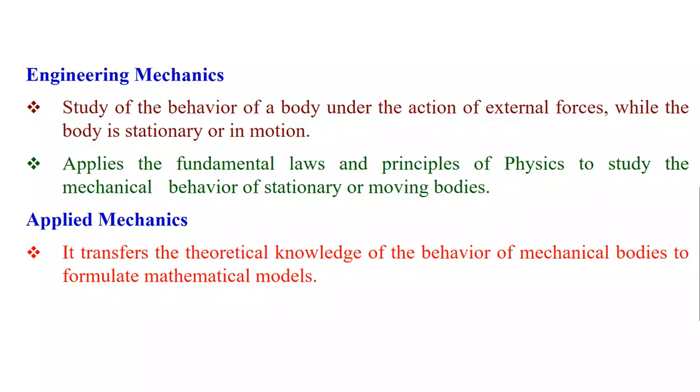In applied mechanics, it transfers the theoretical knowledge of the behavior of mechanical bodies to formulate mathematical models. We know the theoretical knowledge. In engineering mechanics, we find the theoretical knowledge by correlating physics and mechanics. Here we convert the theoretical knowledge into a mathematical model. So now we get a mathematical model for any structure.